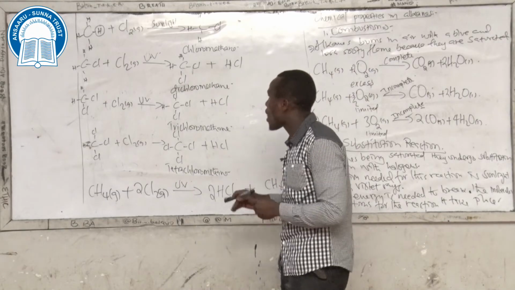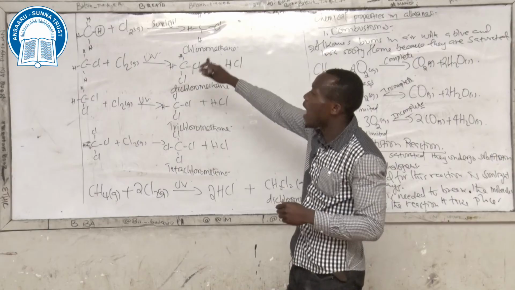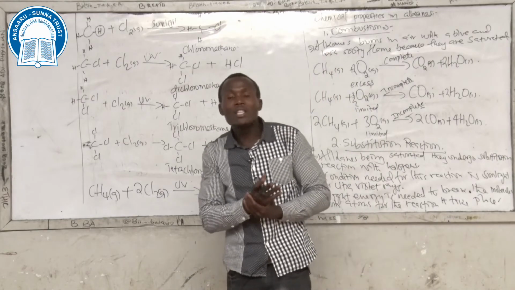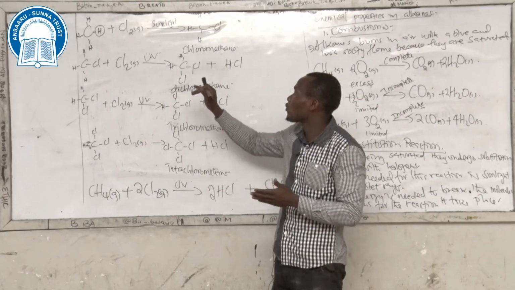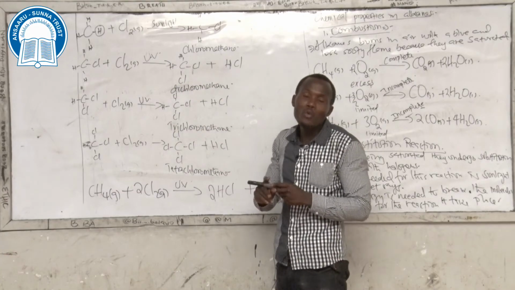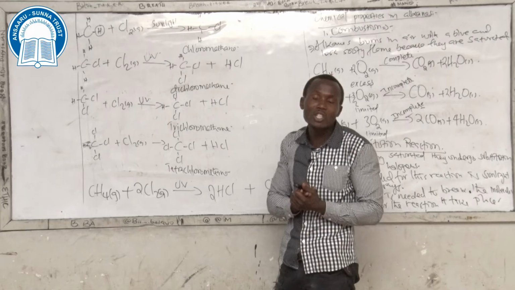And that reaction occurs when they are reacting with halogens. And the condition needed for a substitution reaction is UV light, or the sunlight, which is required in the breaking of the molecules into atoms.